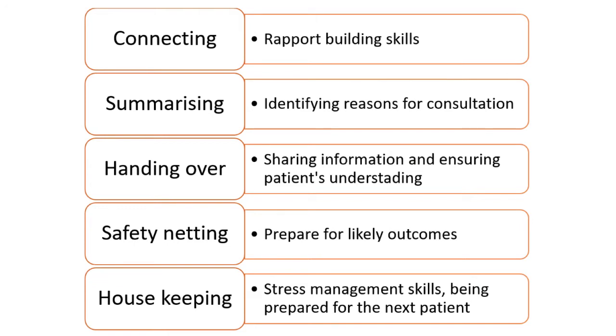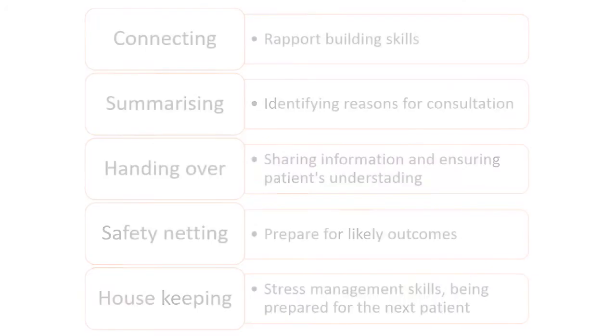Safety netting is about preparing for likely outcomes and how to deal with them. Housekeeping is about the practitioner managing stress and time pressures and being ready for the next patient. These 5 tasks actually consist of 169 sub-skills that may need to be called upon throughout a consultation. This model is the first model to explicitly recognise the idea of safety netting and considering things that need to happen outside of this consultation and prepare you for the next.